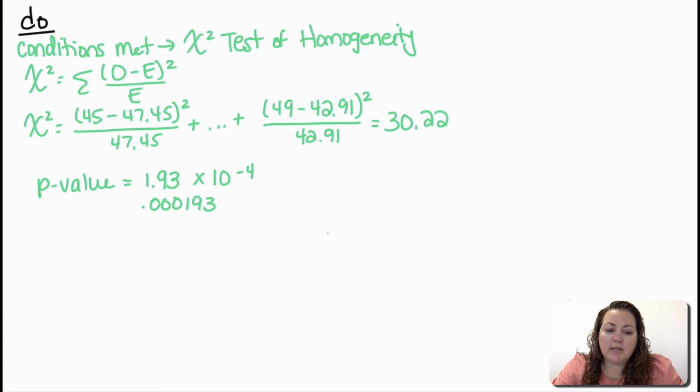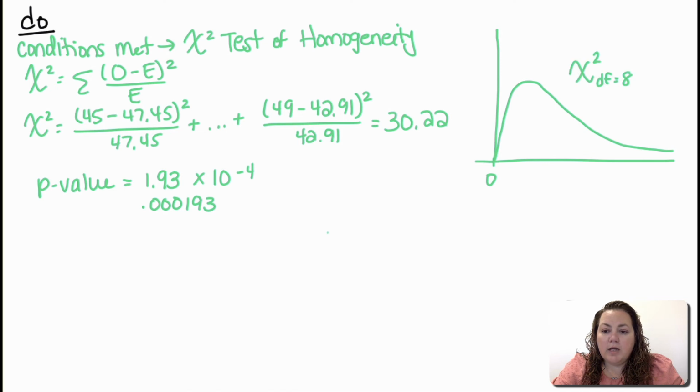Which is times 10 to the negative 4. Remember, p-values have to be a value between 0 and 1. They're probabilities. So if you see a number that's larger than 1, it's e negative something, means it's times 10 to the negative exponent. Draw my chi-squared distribution with 8 degrees of freedom. I'm going to go to my chi-squared value and shade above.